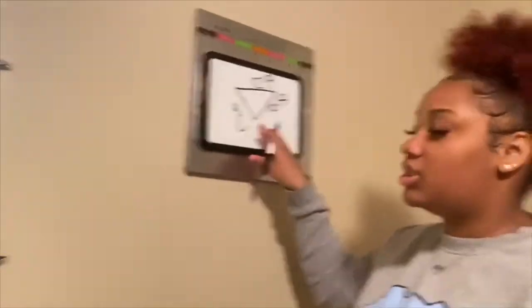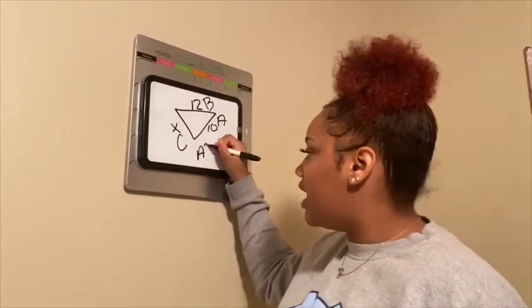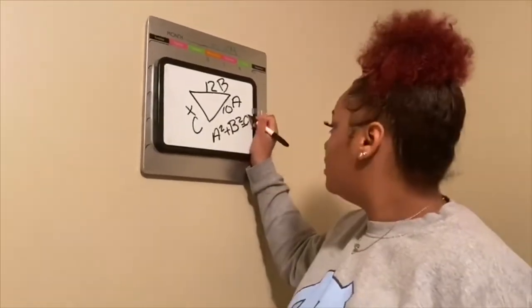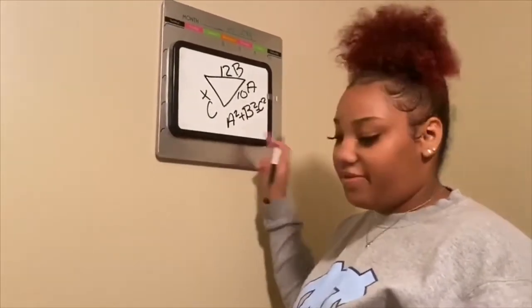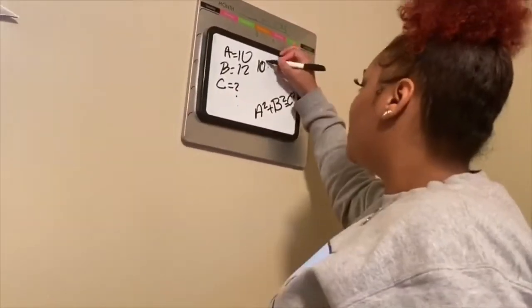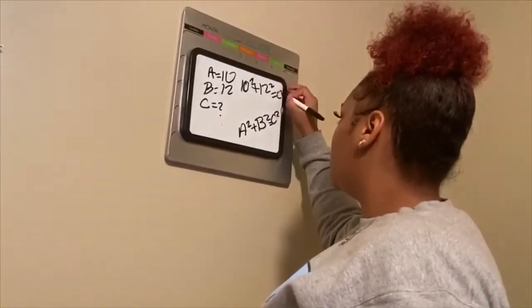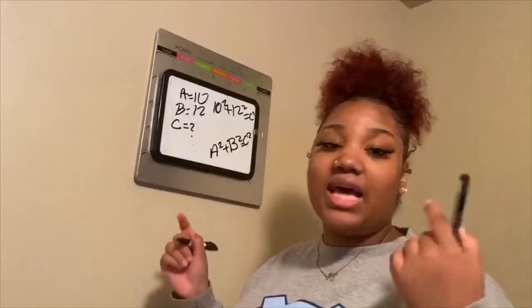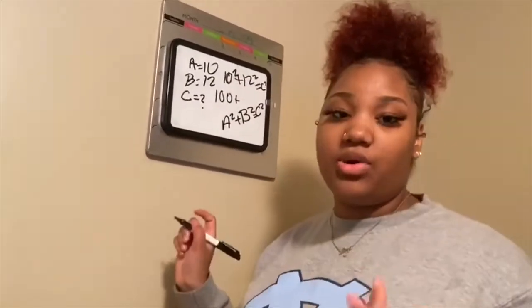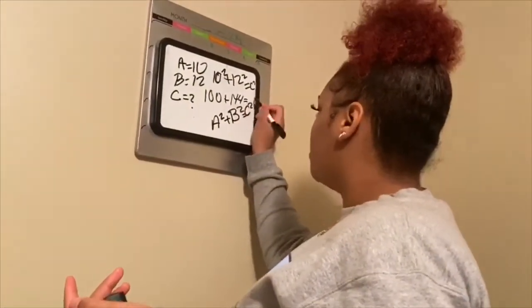To be able to solve this, you have to know your formulas. So the formula is A squared plus B squared equals C squared. So now we're just going to fill it in. 10 squared plus 12 squared equals C squared. 10 times 10 is 100, so that would be 100 plus, and then 12 times 12 is 144, so that would be 144, which equals C squared.